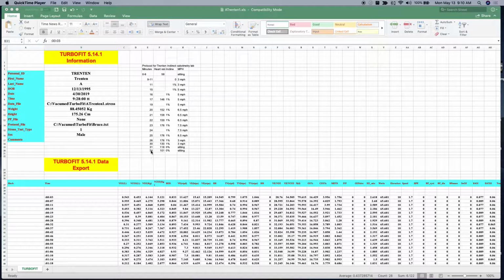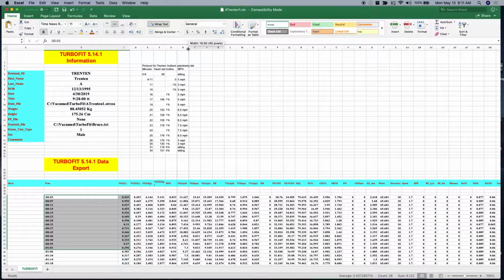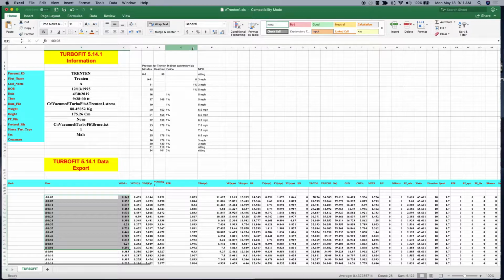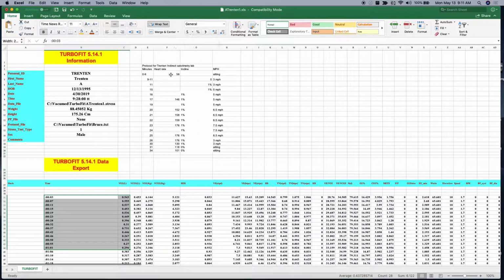So for Trenton's data, remember that we had him hooked up to the indirect calorimetry machine, the VO2 mask, and we had him doing a variety of different activities. In some examples, he was sitting, and then he was walking, and then he was running. So one of the first things I want to draw your attention to is the protocol for Trenton's lab.